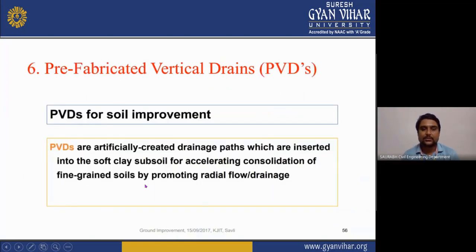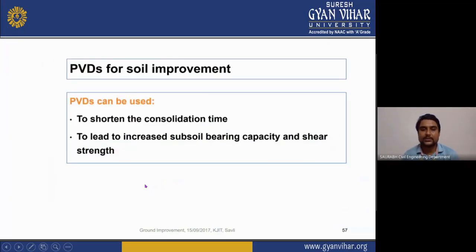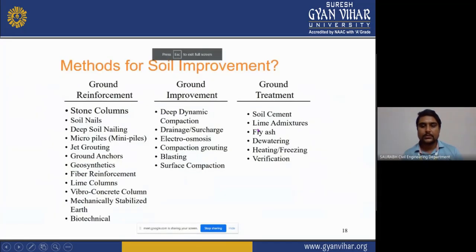As you can see, this is the prefabricated vertical drain, also known as PVD, for soil improvement. PVDs are artificially created drainage paths inserted into soft clay subsoil to accelerate consolidation of fine-grained soil by promoting radial flow drainage. PVD can be used to shorten the consolidation time, leading to an increase in soil bearing capacity and shear strength. So these methods are involved in soil improvement.